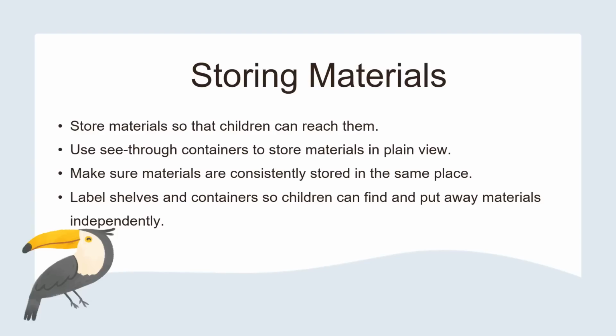Label shelves and containers so children can find and put away materials. Label the storage container and the shelf it belongs on so that children will know where to return those materials. That's essential. Use labels children can read. For example, the material itself, tracings, drawings, word labels, and catalog pictures. The most important thing is that children can understand the label, which is concrete for them.